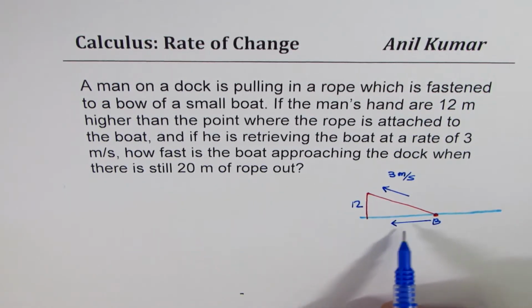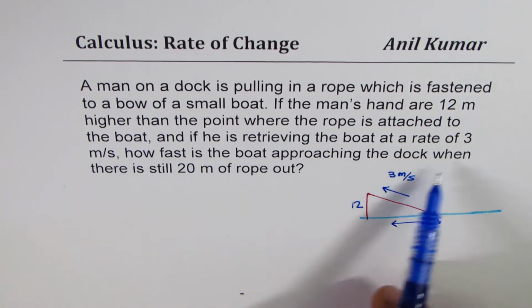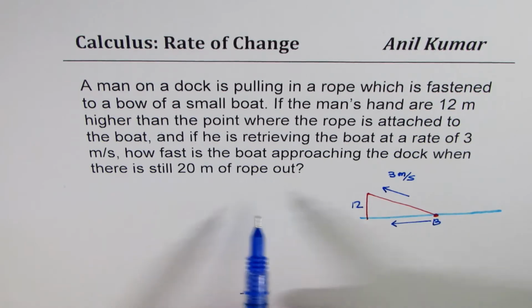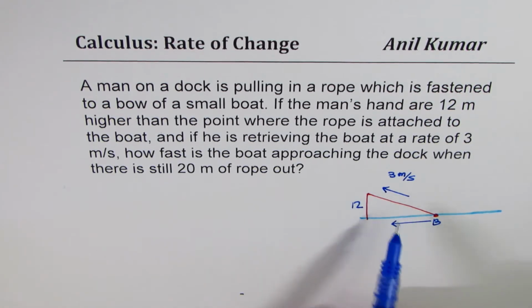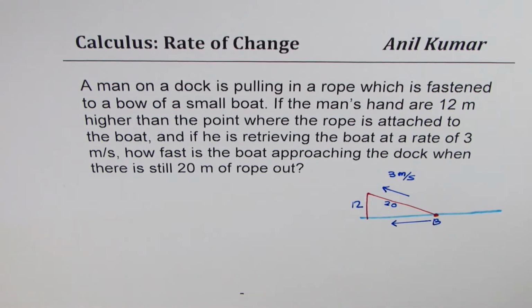That means a horizontal distance. When there is still 20 meters of rope left, when this distance is 20 meters, so that is your final condition. You get the idea now. Okay, so I think we have understood.